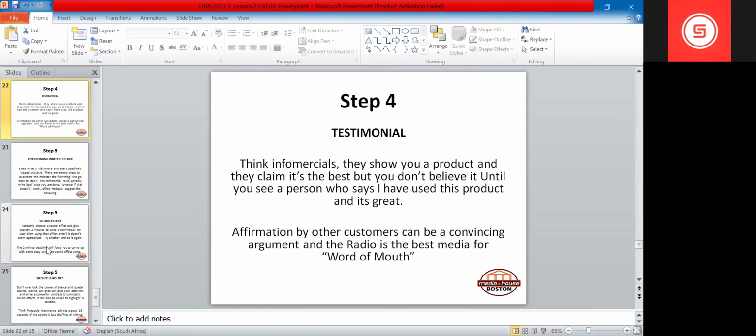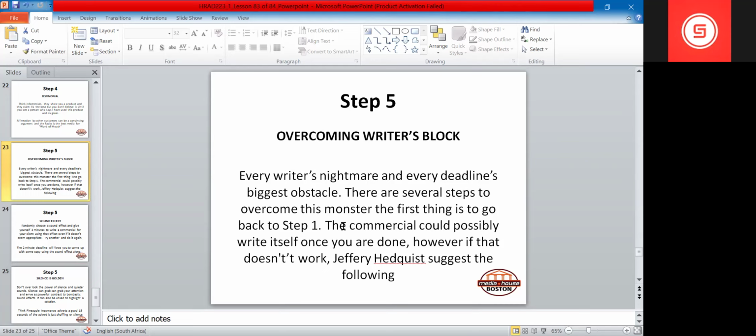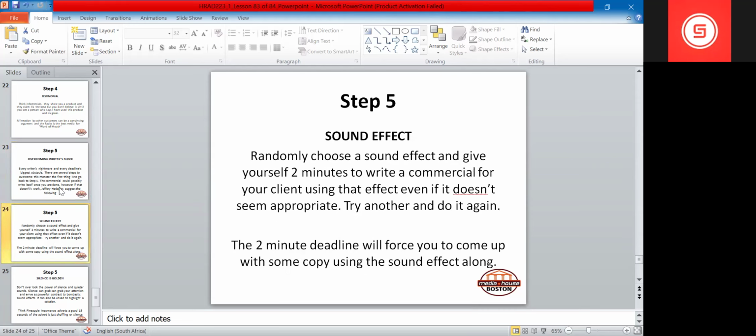Right. Okay. So overcoming writer's block, in step five. Every writer's nightmare and every deadline's biggest obstacle is writer's block, right? When you're stuck, you just don't know what to do. You don't know which angle to take. You don't know how to write this copy. You don't know what to offer more, how to answer certain questions for the client to solve certain problems of theirs, and you have a bit of a problem, right? But there are several steps to overcome writer's block, and that's from Jeffrey Hedquist, who suggests the following.